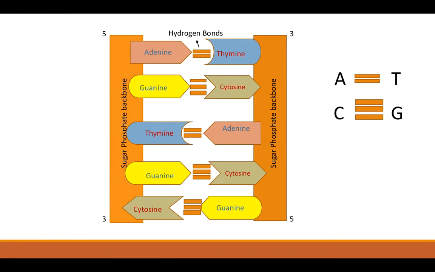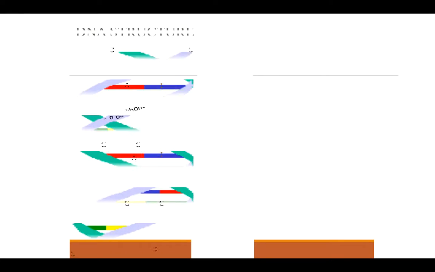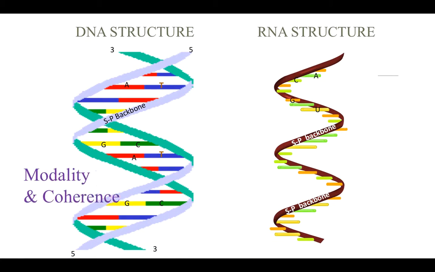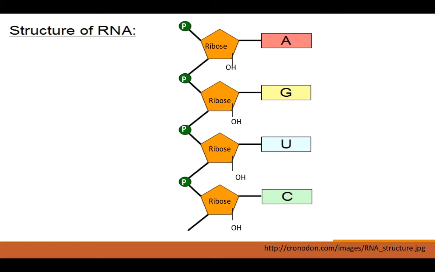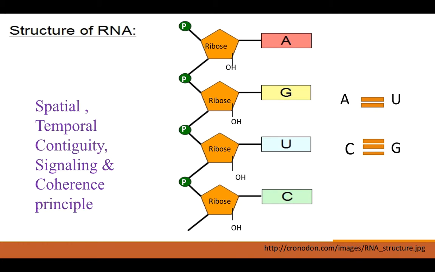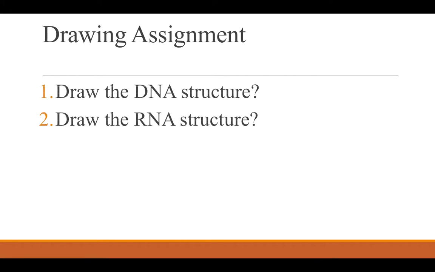Here you can see both forms of split attention, modality, coherence, signaling, and redundancy principles. In this slide, I'm showing a simple coherent structure of DNA and RNA. Therefore, I'm using both modality and coherence principle. In this slide, you can see spatial, temporal, signaling, and coherence principles. I'm giving the students a self-reflective generative drawing activity, and therefore this is the drawing principle.